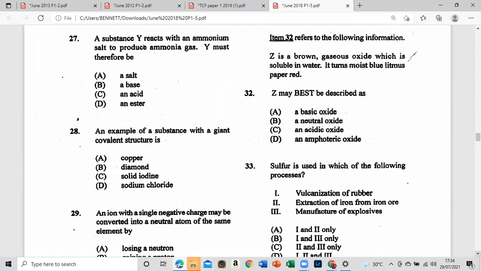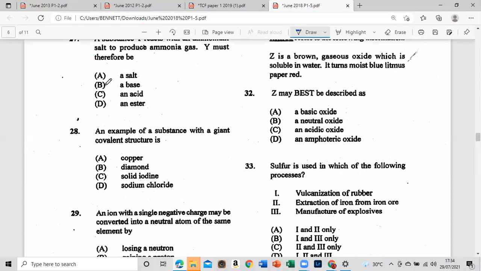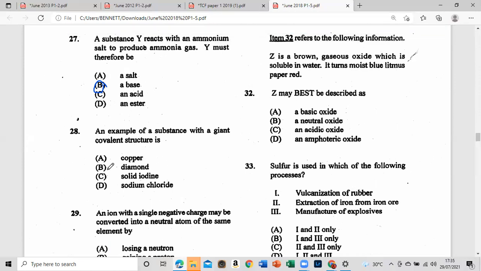So 27, a substance Y reacts with an ammonium salt to produce ammonia gas. Y must therefore be, is it a salt, a base, an acid, or an ester? And it must therefore be a base. 28, an example of a substance with a giant covalent structure is it copper? I think this is diamond. Let me just check. It is indeed diamond. I did this on an earlier paper.